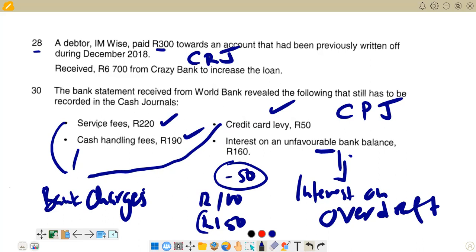So we are just going to add there, get the total for bank charges. We add our 220, we add our 50, and then we add our 190. If you add them, you get 460. So our bank charges are 460 rands. And then we have got our 30 as our date. And these bank charges are being paid to what? To the bank called World Bank. So for details, we're going to put World Bank. So we can go back there on our cash payment journal.